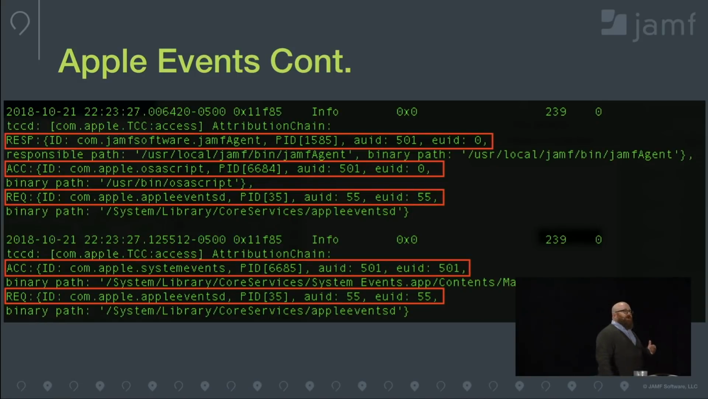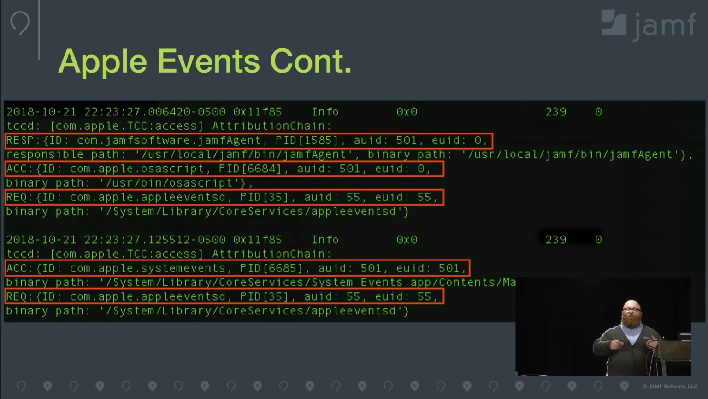The main things that we're looking for here are three different values. There's the RESP. So this is the responsible. This is the application that's kicking it off. The ACC is what is actually doing the accessing. So here I see my Jamf agent is responsible. And what is the thing trying to ask for access? Well, it actually happens to be AppleScript. It's an OSA script. And then if I look down a little bit further, I see the REQ. What is it requesting access to? Well, here, in the top one, it says it's asking for access to Apple events. Well, if I dig down a little bit further, the next chunk of lines is saying, well, it's actually also trying to access System Events.